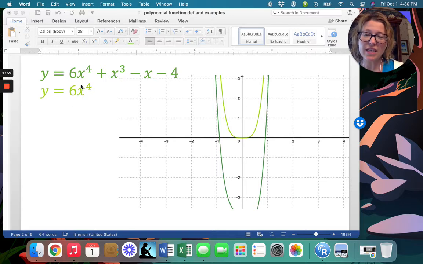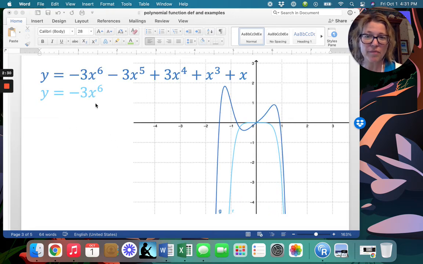These both have the same leading term, and if we remember our rules about end behavior with power functions, then we can predict the end behavior of a polynomial that has the same leading term. So an even exponent, a positive coefficient, means that the end behavior is going higher and higher and higher, going to the left and the right. On this power function, also this polynomial.